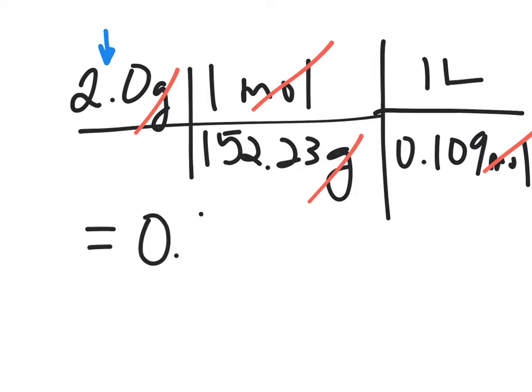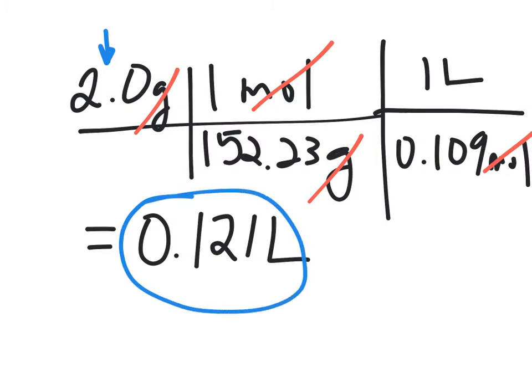So if you do that calculation, you get 0.121 liters. So what this means is that if I take 0.121 liters of this 0.109 mole per liter solution and I transfer it to a separate container, I will have a total amount of 2 grams of my thujone solute.